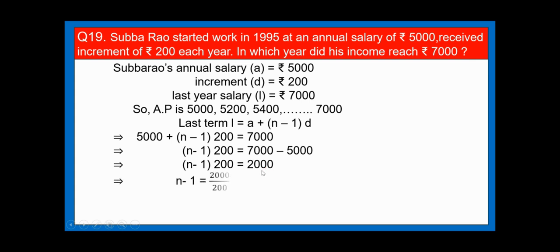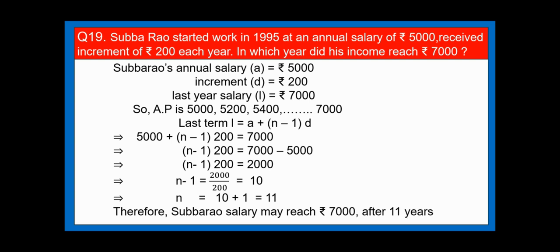And n minus 1 is equal to 2,000 divided by 200. 200 in 2,000 is 10 times. Therefore, n minus 1 is 10, and n is equal to 10 plus 1, which is 11. Therefore, Subbarao's salary may reach 7,000 after 11 years.